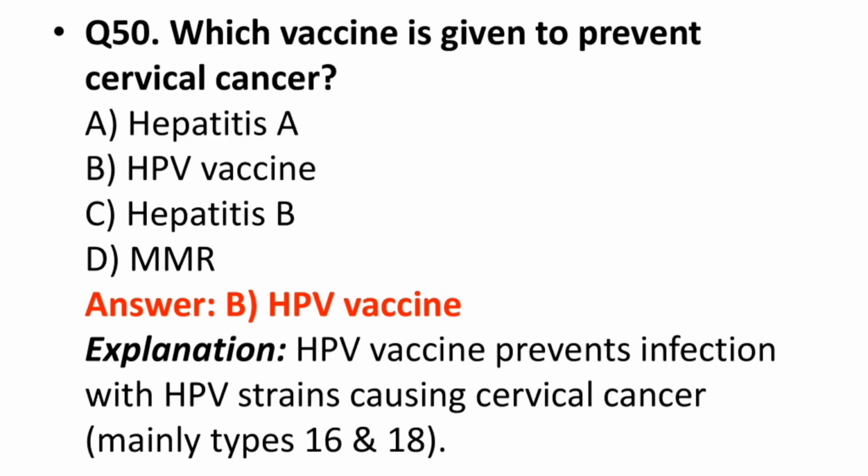Which vaccine is given to prevent cervical cancer? Option A hepatitis A, option B HPV vaccine, option C hepatitis B, option D MMR. The correct answer is option B HPV vaccine. HPV vaccine prevents infection with HPV strains causing cervical cancer, mainly types 16 and 18.